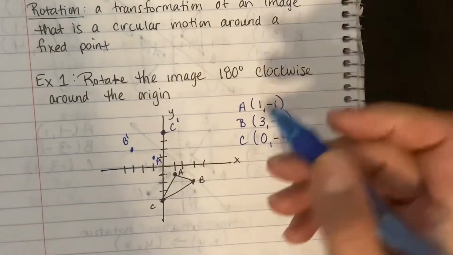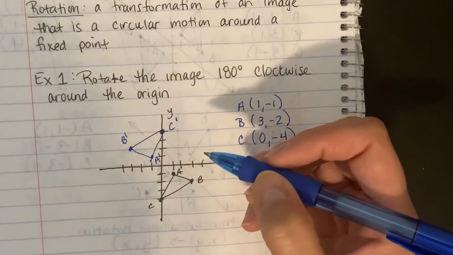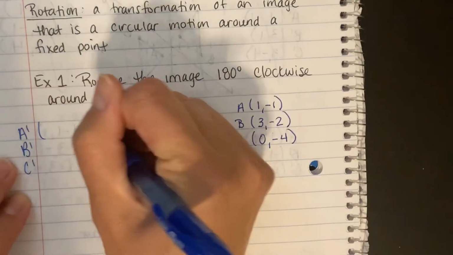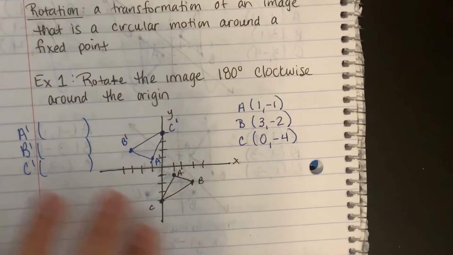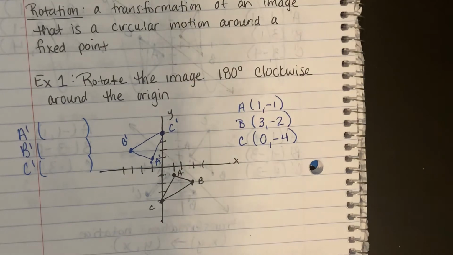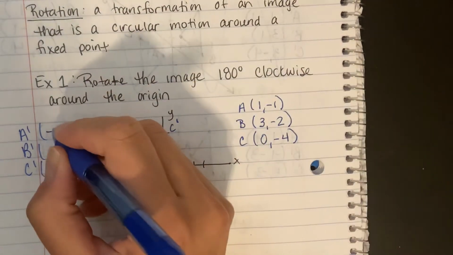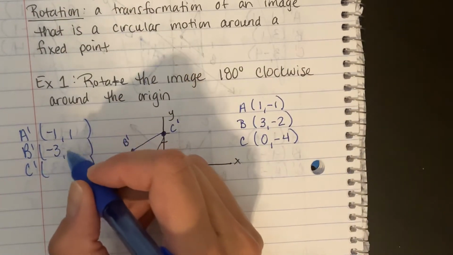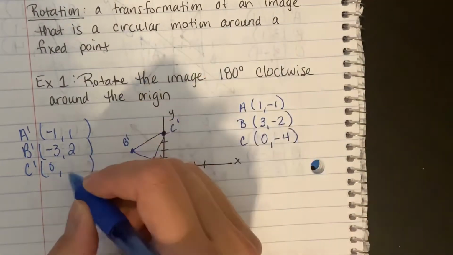And here's B prime. So my new image, once it's been rotated, is right there. So I'm gonna put A prime, B prime, C prime, and then we're gonna write transformation notation, because sometimes you'll be asked, given a rotation, how would you write the transformation notation? That's hard to say fast. Transformation notation. All right, so my new A prime is at -1, +1. My new B is at -3, +2. And my new C is at 0, 1, 2, 3, 4, +4.